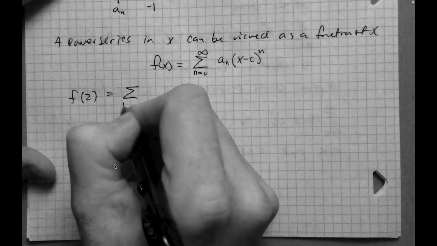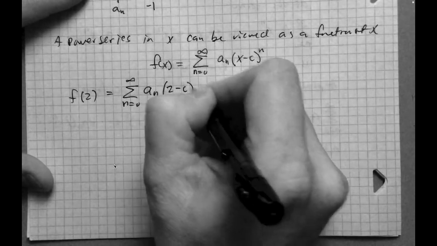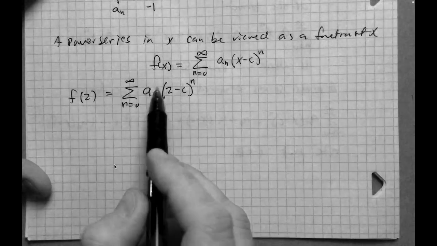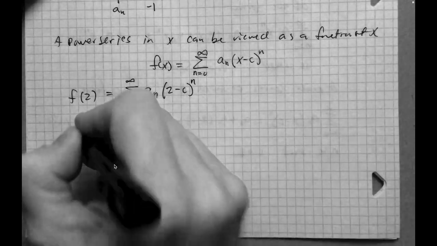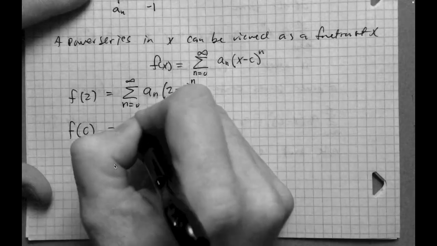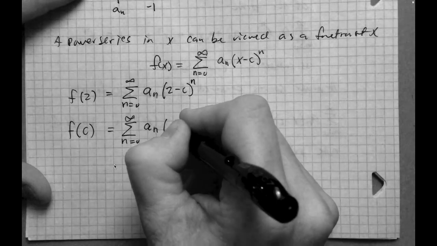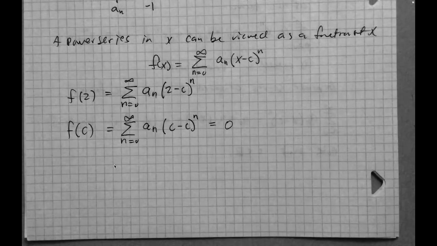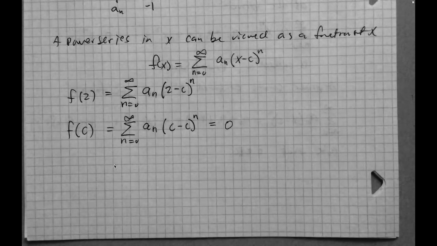So for example, f of 2 would be equal to the sum from n equals 0 up to infinity of whatever a sub n happens to be, and then 2 minus c raised to the nth power. So there's some kind of prefix, but then it's 2 minus wherever it's centered, raised to the nth power. You get some number, right? And f of c, of course, would be what? It would look like this: the sum from n equals 0 to infinity of a sub n times c minus c to the nth power, and it's going to be equal to 0, isn't it? That power series will always be 0 if you evaluate it at its center.